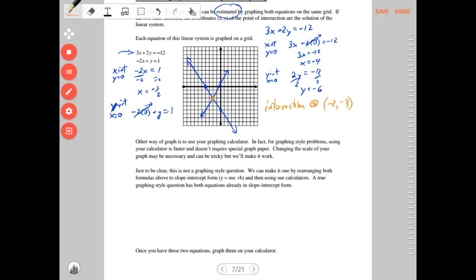Okay, and another way to graph this is to use your graphing calculator. In fact, for graphing style problems, using your calculator is faster and doesn't require any special graphing paper.